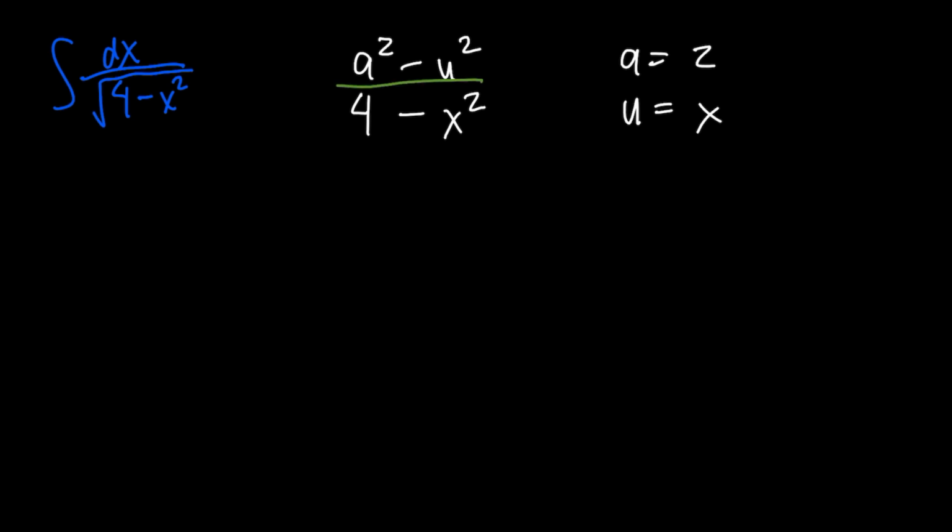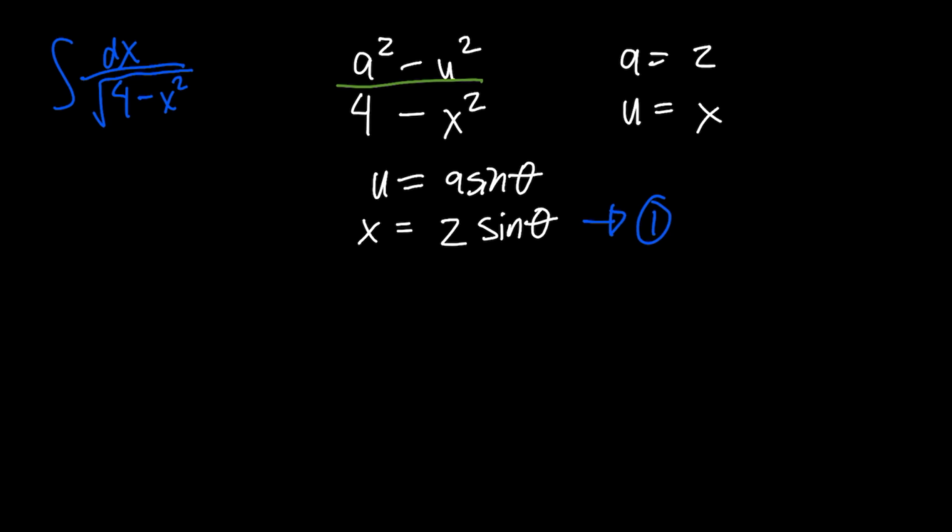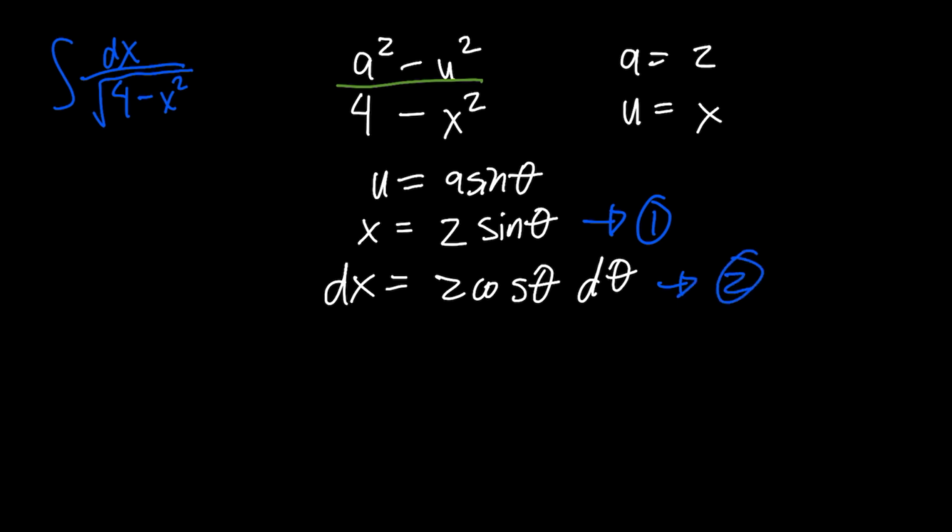So if we see a squared minus u squared, we can make a substitution: u is equal to a sine theta. So let's now substitute u, that would be x. A is 2, then sine theta. So this will serve as our first equation. Then we're going to derive this one. That would be dx is equal to 2 cosine theta d theta. So this will serve as our second equation.